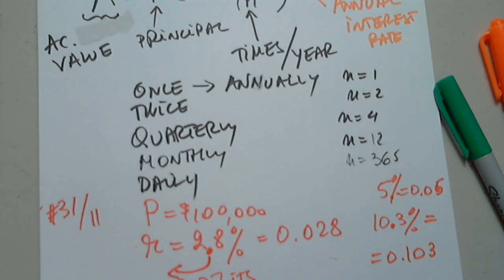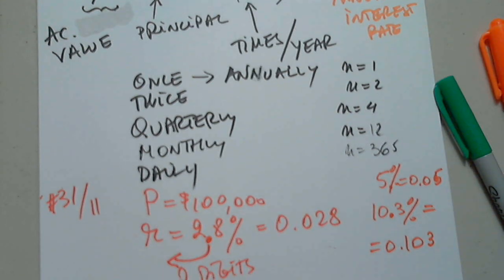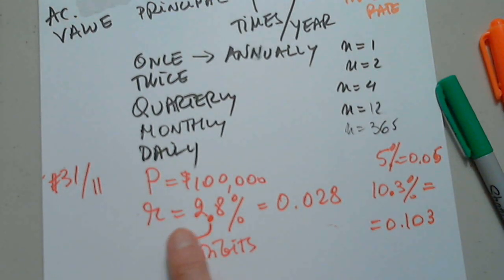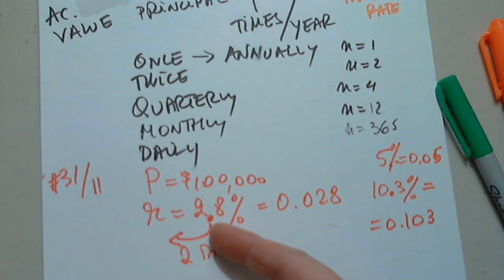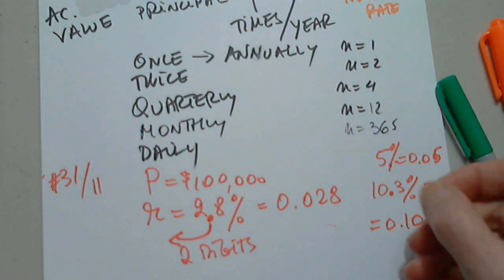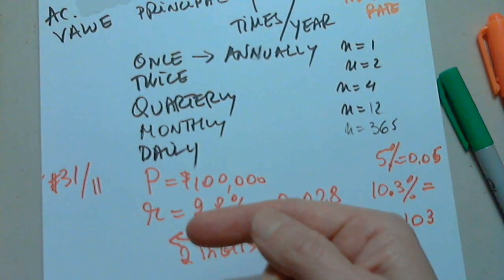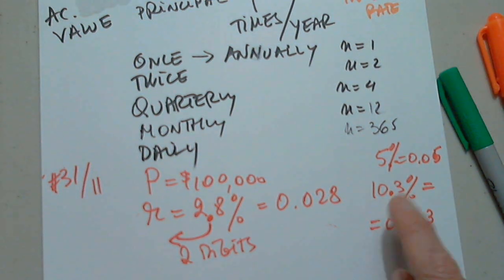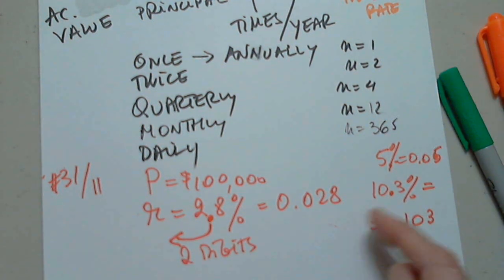Perfect. I don't know if you were able to see this. I'm sorry. So it was 2.8%, to move the decimal point 2 digits to the left. 1, 2. If it's 5%, where is the decimal point? Right here. I have to move it to the left. 1, 2. If it's 10.3, I move it to the left, 1, 2.